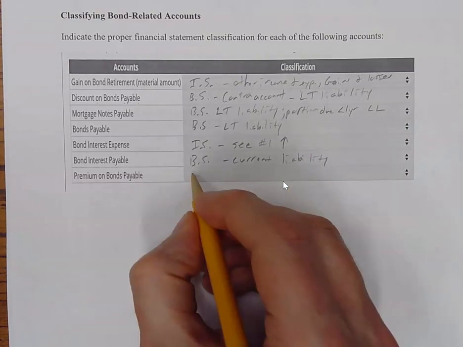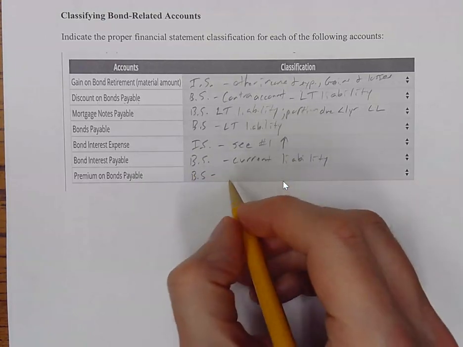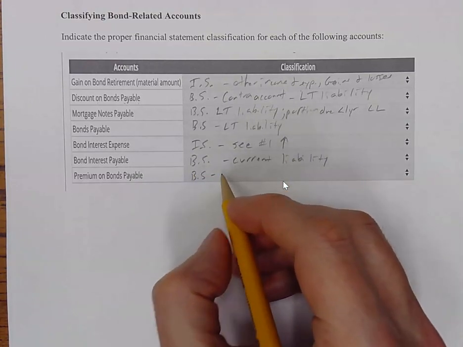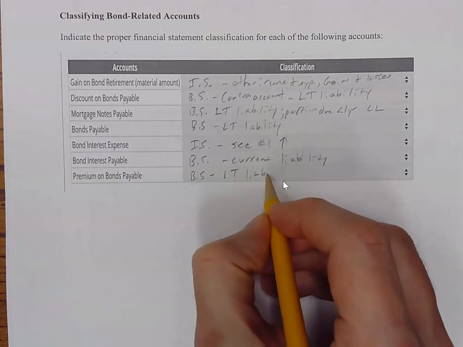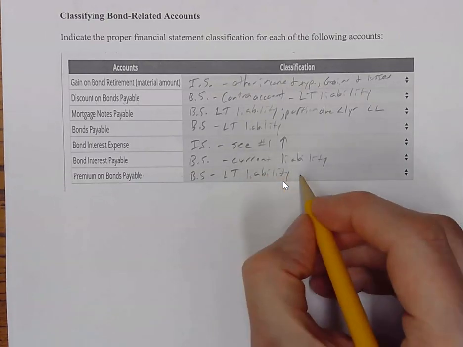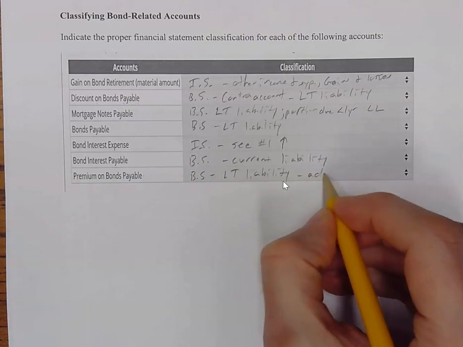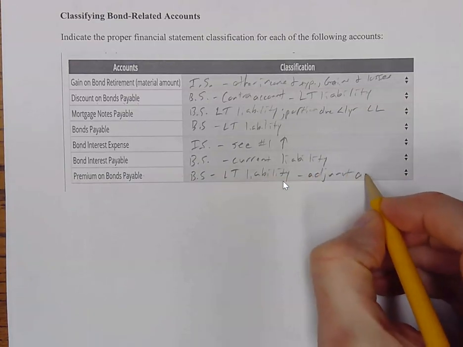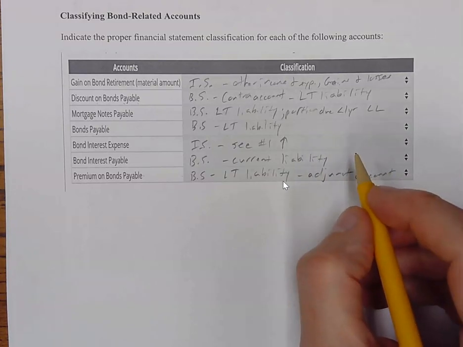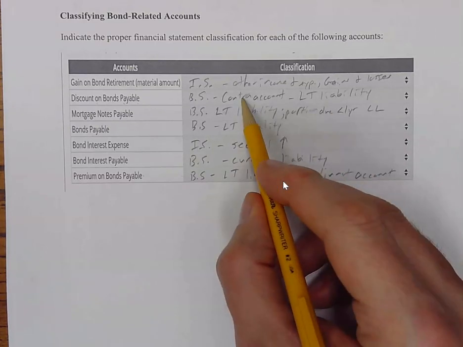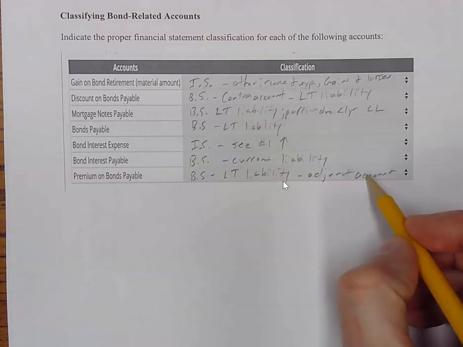Premium on bonds payable, balance sheet. It's an adjunct account, so the bond payable is probably going to be a long-term liability. And I'll just write out here, this is an adjunct account. And let's see, where was the other one that we had? Okay, so I got contra account up here, an adjunct account here.